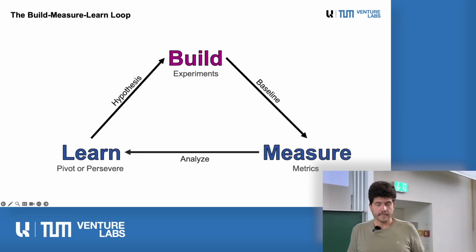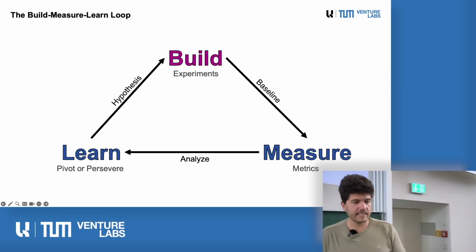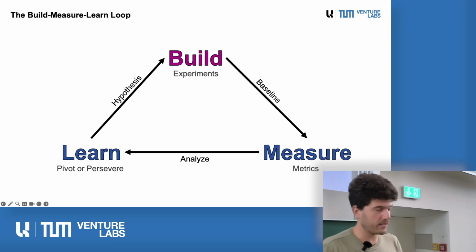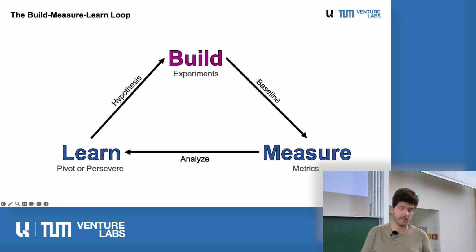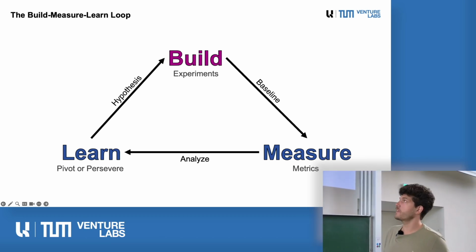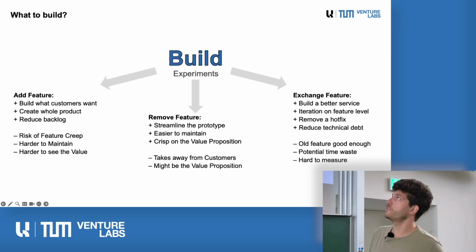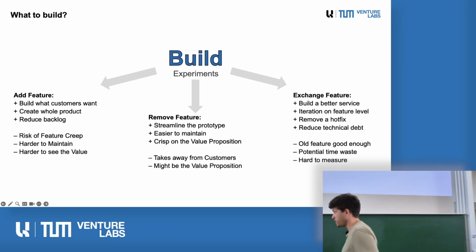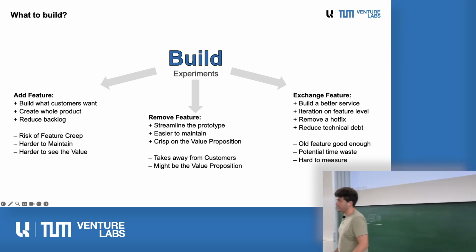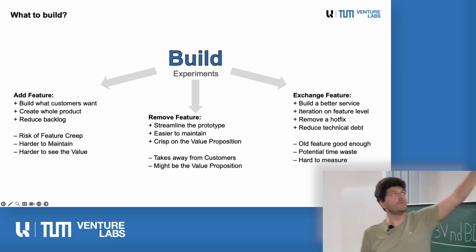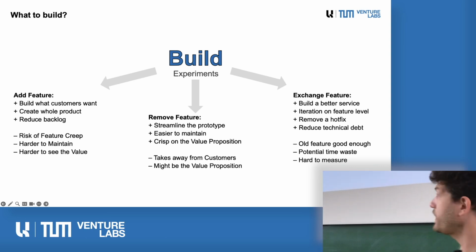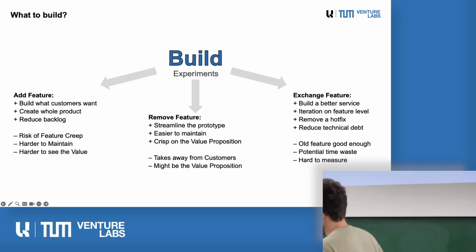Once you've learned that, the next thing is again to go back to build. Now you know what the problem is, what the improvement is. So let's build something that you should build, that you want to build. And you basically always have three opportunities. You can add features, you can remove features, or you can exchange features. And please consider what you want to do.